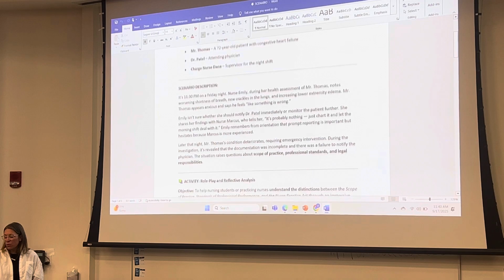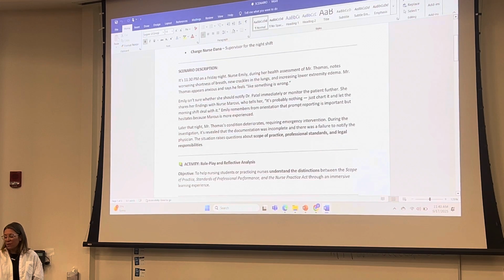Okay, and then Emily isn't sure whether she should notify the doctor immediately. That's one of those difficult things on night shift. It's much easier during the day when everybody's there, but sometimes at night, if you're not sure of yourself and sure of following that process, you might be afraid to call somebody, afraid to wake them up. Okay, so not sure if they should call that Dr.